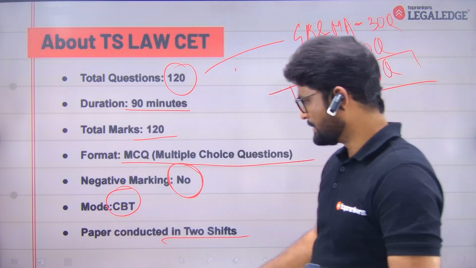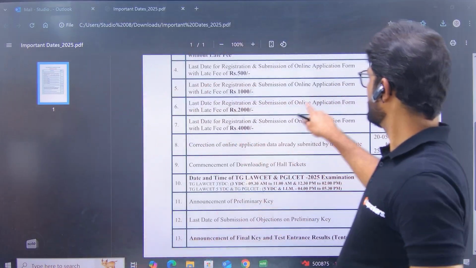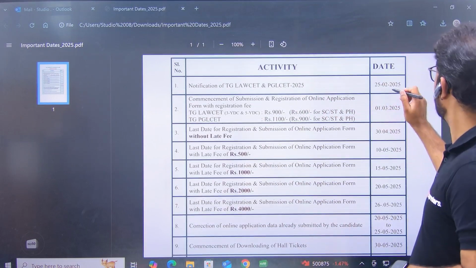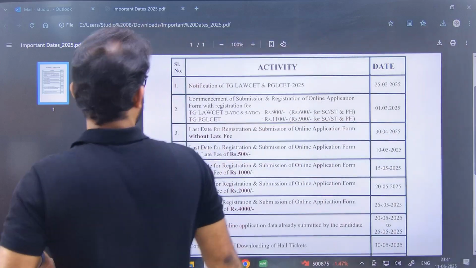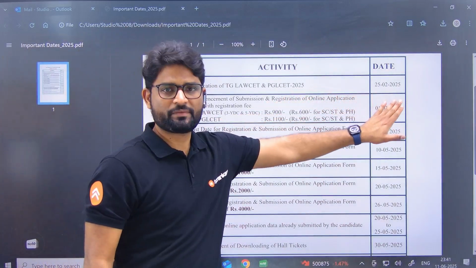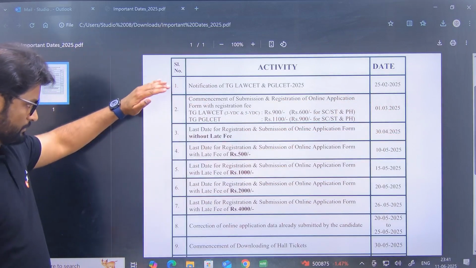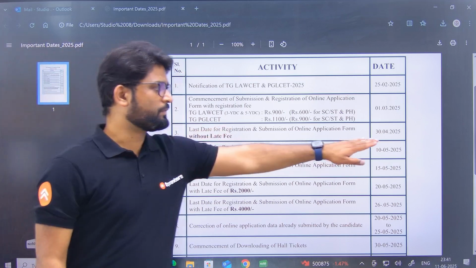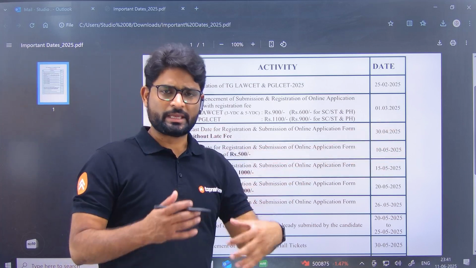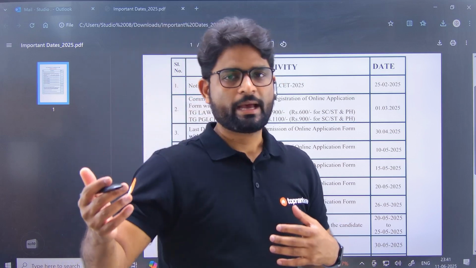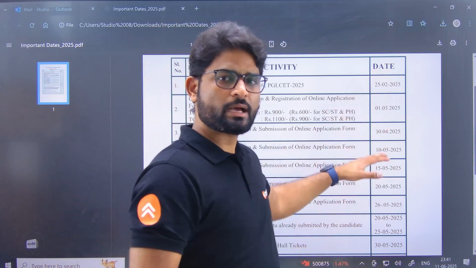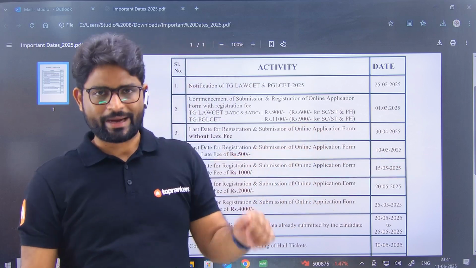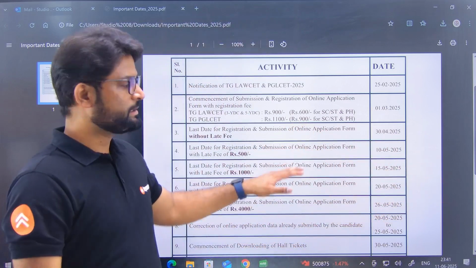This year, the major important dates were these. The notification came around 25th of Feb. Then the application was started. The first last date to fill the form was 30th of April. The same timeline will be followed next year as well. This is how they release the notifications, and these are the dates on which applications were invited. The last date was also mentioned, and then the test date was given.